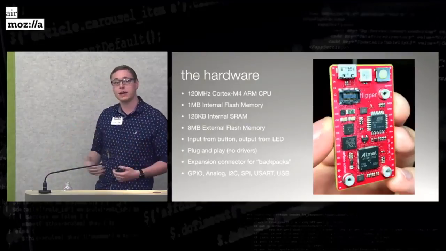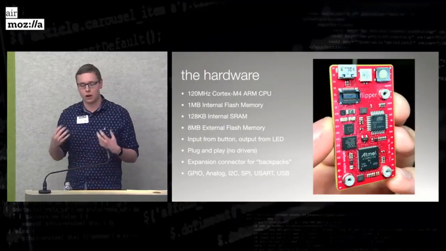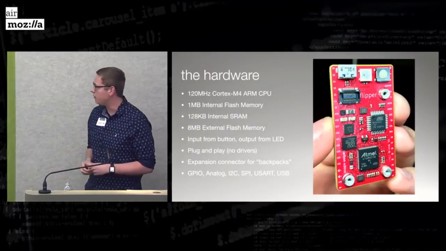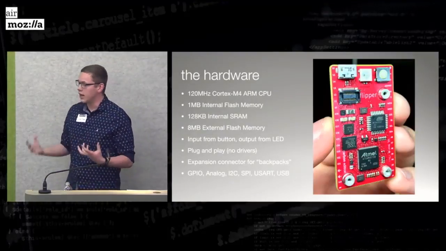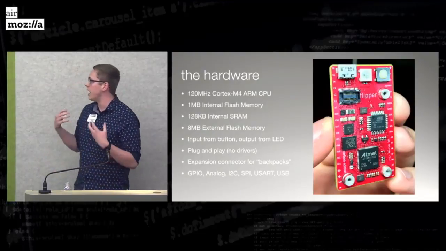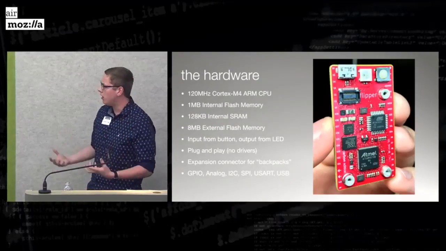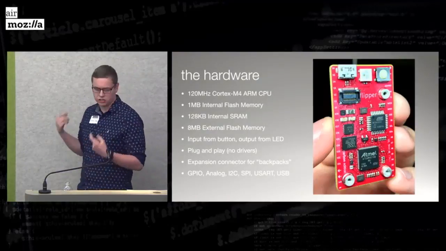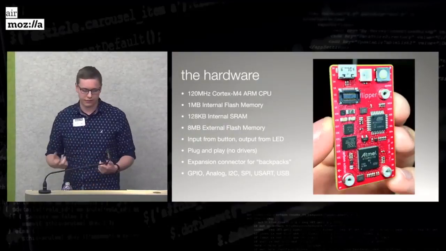So the specs of the hardware, for those of you that are interested, it's got a 120 megahertz ARM Cortex M4 CPU, a respectable 1 megabyte of internal flash memory, and 128 kilobytes of internal SRAM. It's also got 8 megabytes of external memory for logs, images, any sort of data that your application might need to use or write to. It's also got all of the standard embedded peripherals that you would expect to have these days: GPIO, analog pins, I2C, SPI, USART, and even USB.